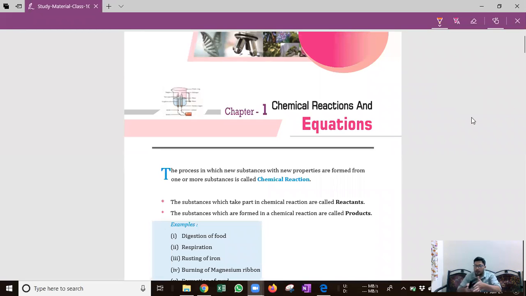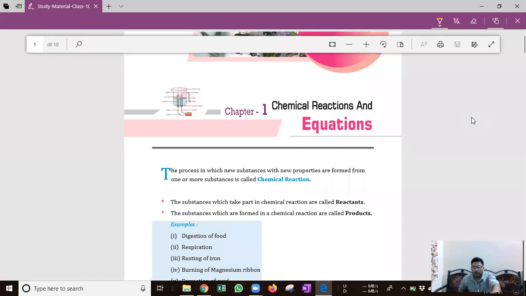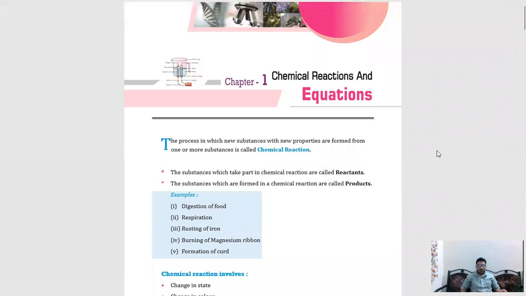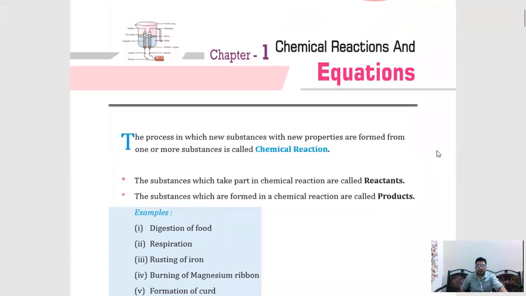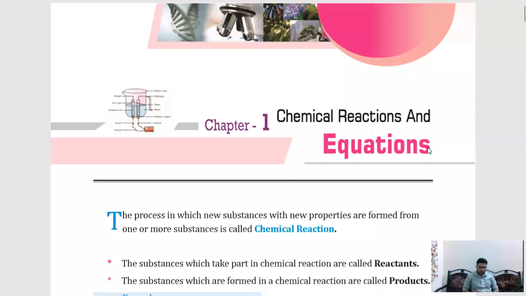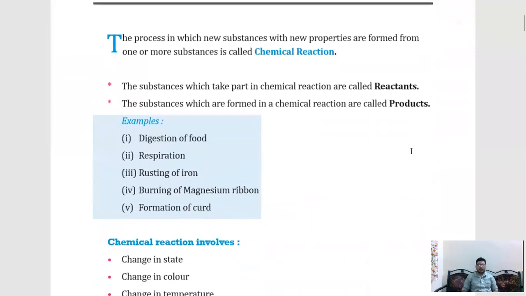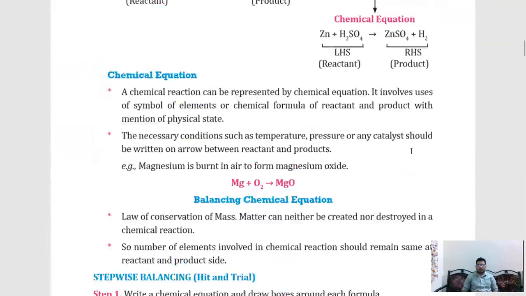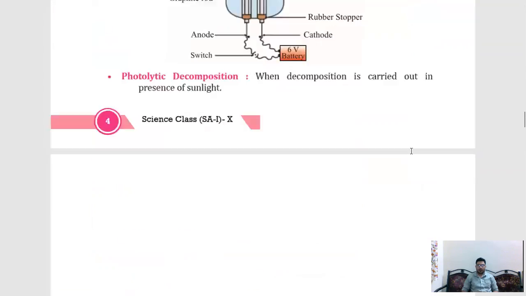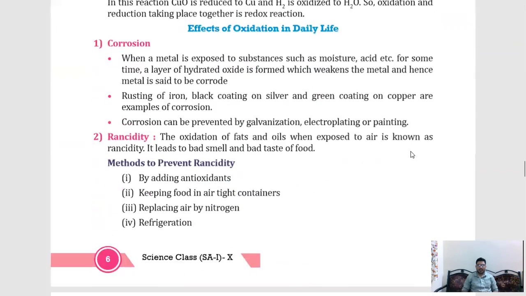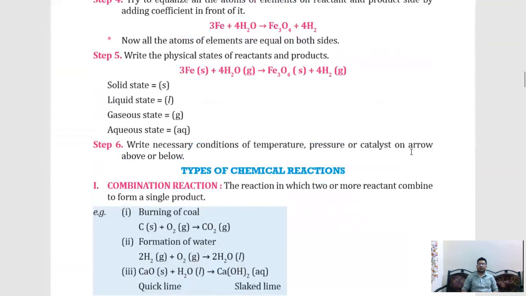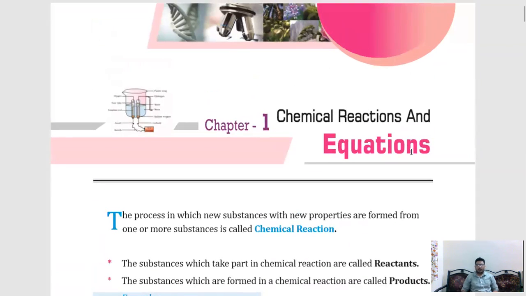Hi guys, in this lecture you are going to see a few concepts regarding chapter 1, chemical reactions and equations. This is the first chapter in your science, and here I'll be explaining concepts which are there in your textbook. We'll see it briefly, not a lengthy one. I cannot go in deep, I'll just explain the concepts. Okay, first let us start with the chapter name, chemical reactions and equations.